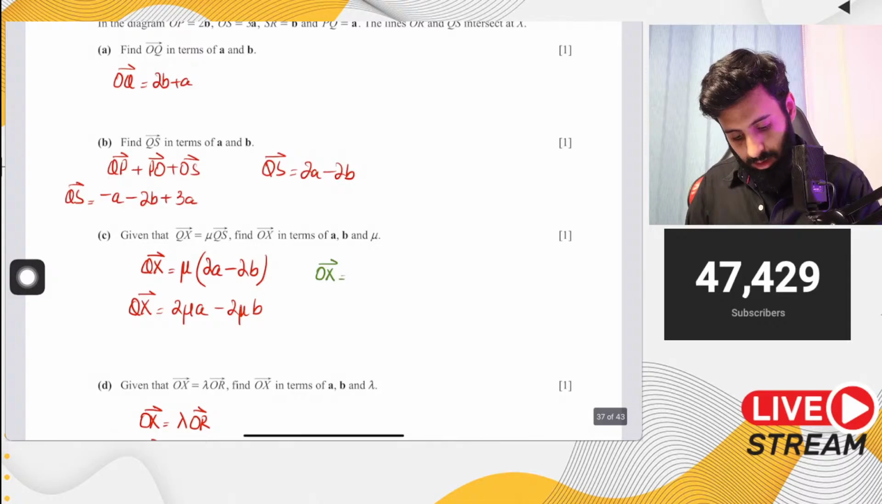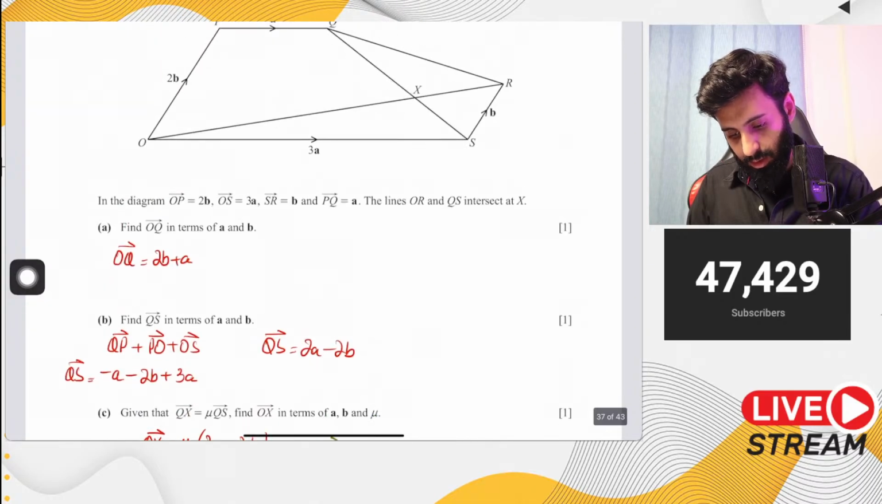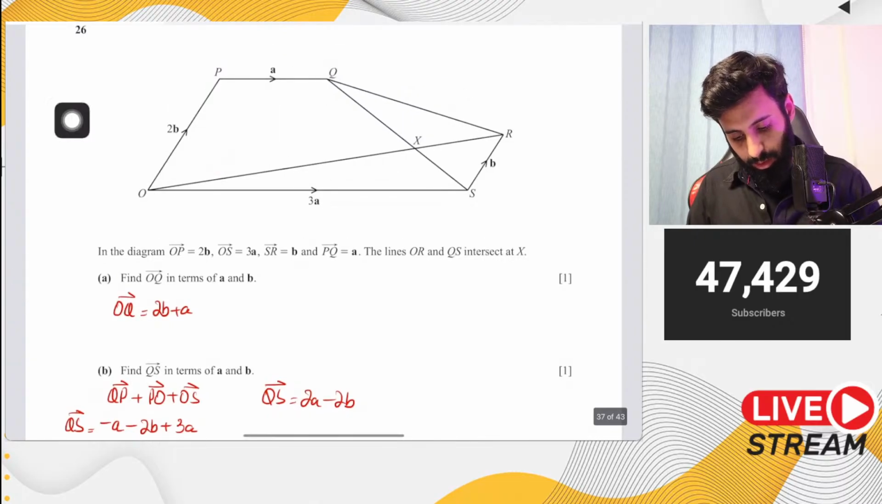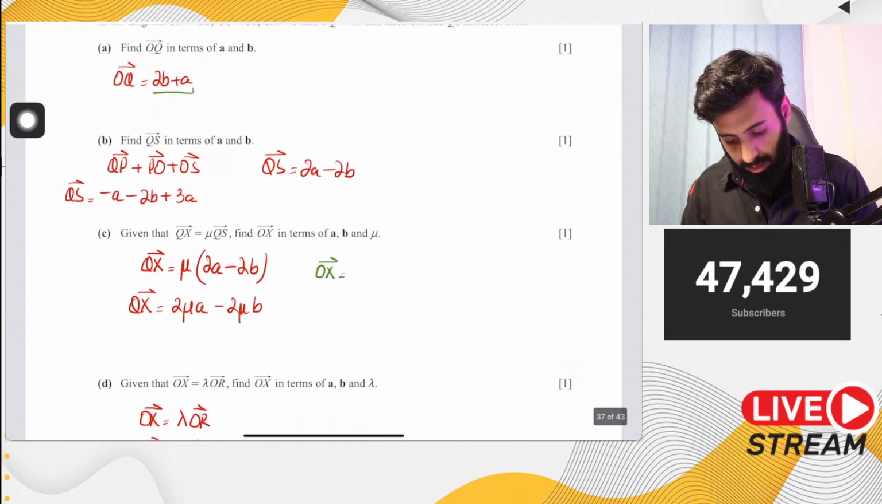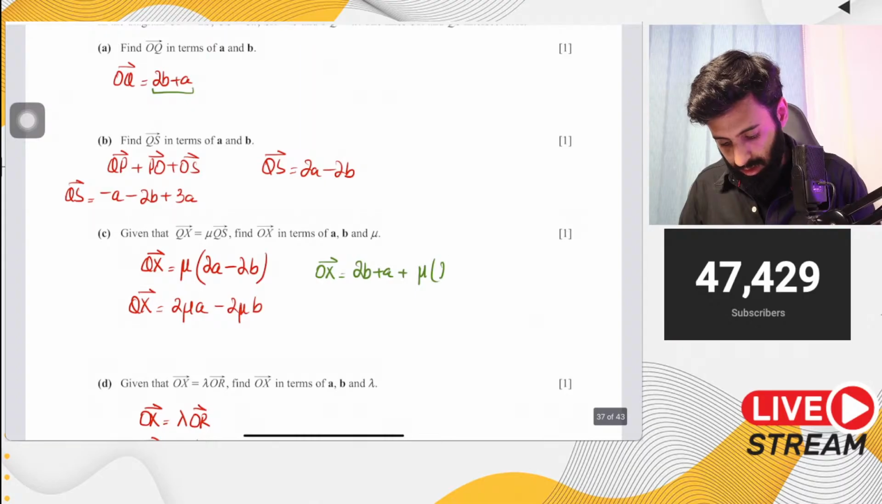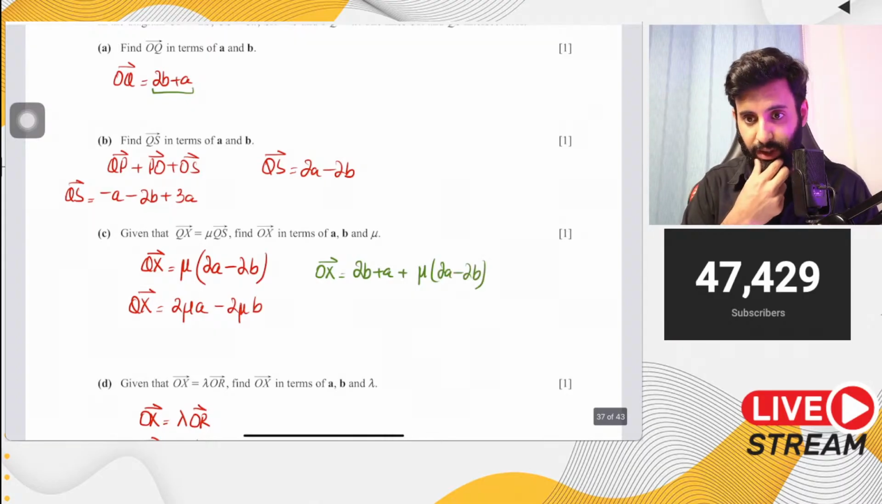So we can find OX using QX by going from O to Q and then from Q to X. And O to Q we've already found. So that's going to be 2B plus A, and then plus QX, which is going to be mu into 2A minus 2B. Yeah, thank you for pointing that out.